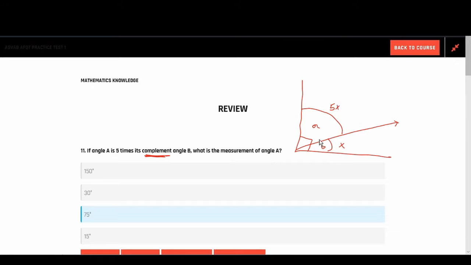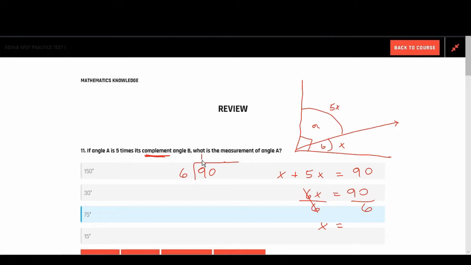Again, we know that complementary angles add up to 90 degrees. So in other words, x plus 5x is going to be 90 degrees. x plus 5x is 6x. That's going to be 90. Divide both sides by 6. Okay, that crosses out. 90 divided by 6. In case you can't do this mentally, let's work it out. Again, 90 over 6 is the same as 90 divided by 6.